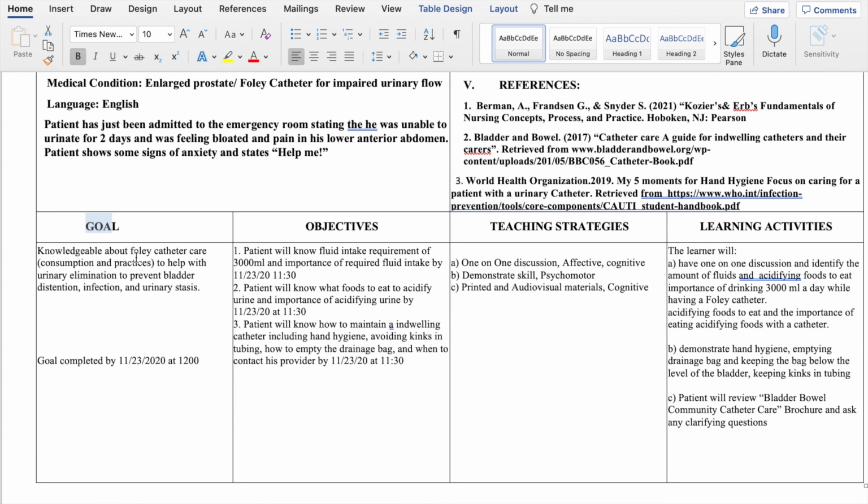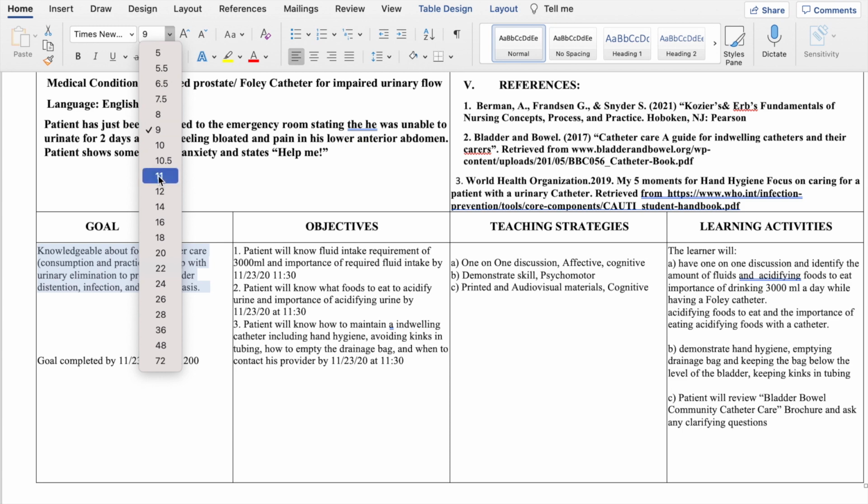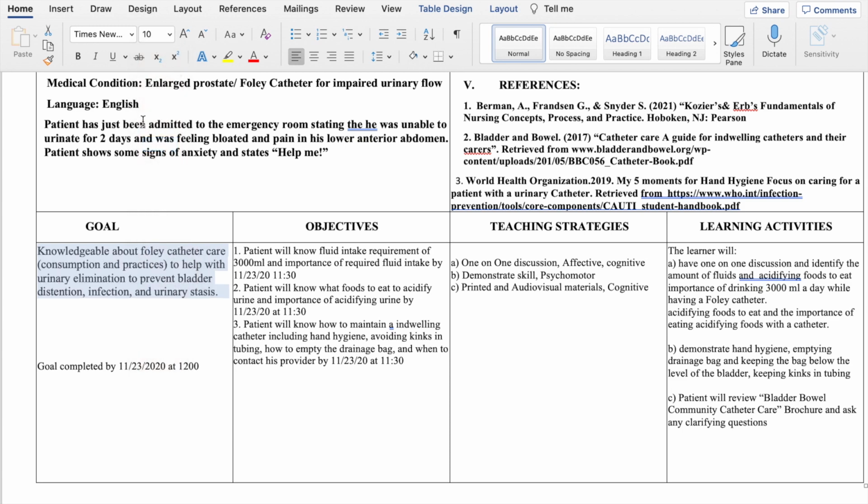And then this is your goal. So in this situation, I wanted my patient to be knowledgeable about Foley catheter care. And I don't know if this is big enough, so I'm just going to make it bigger so we can look at it. So knowledgeable about Foley catheter care, consumption and practices to help with urinary elimination to prevent bladder distension, infection, and urinary stasis. So you put the goal and then the reason. So I want them to be knowledgeable so that they can prevent bladder distension, infection, and urinary stasis.